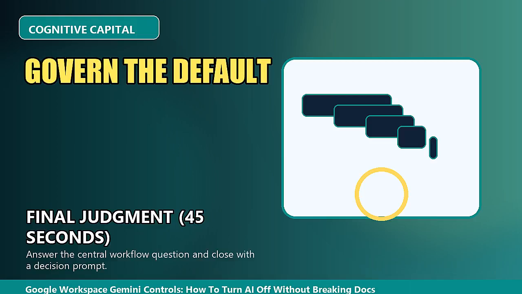My judgment is that the mature AI workflow move is not blindly turning Gemini on everywhere or angrily disabling everything. It is governing the default. Google is clearly pushing Docs and Workspace toward deeper AI collaboration, so teams need a deliberate rule for where AI assists, where it stays out, and where humans still approve. If your team uses Workspace every day, would you rather default Gemini on and govern exceptions, or default it off and re-enable it only where the workflow value is obvious?